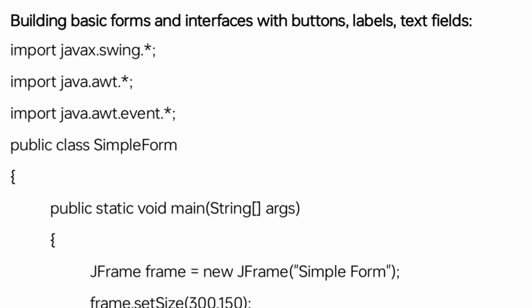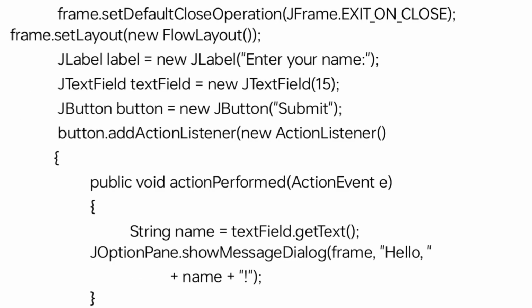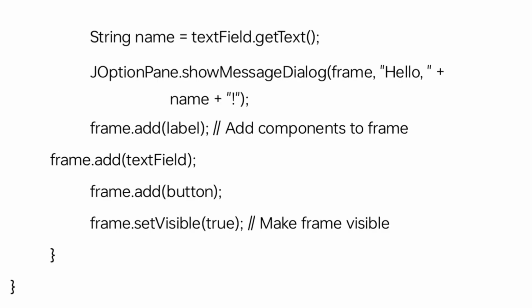So some basic forms and interfaces with buttons. So we can create the form. Here we add the components label, text field, button. While clicking the button, what happens? One dialog box will appear with hello and the name typed in the text box.